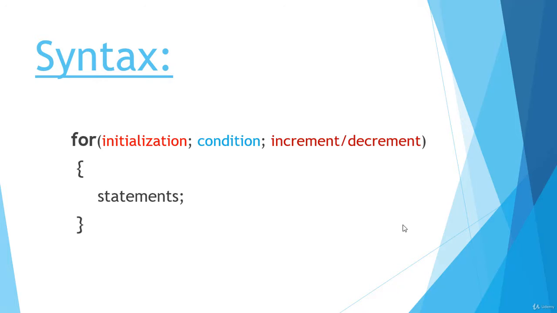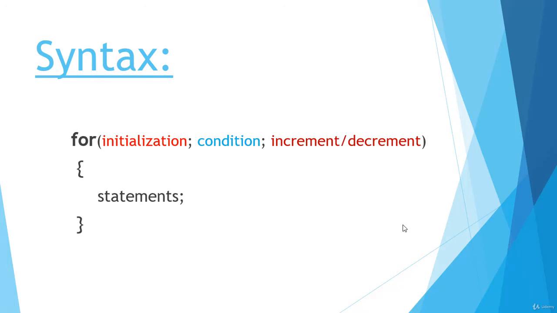Now it executes all these statements. After executing, it goes to the increment or decrement part. It increments or decrements the variable. For example, I want to increment, so the value of i is incremented by 1. Now the value of i is 2. Now it does not go back to the initialization. Rather than going to initialization, it goes to the condition and checks the condition.